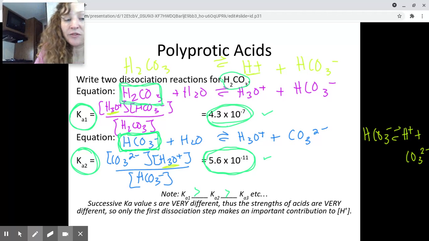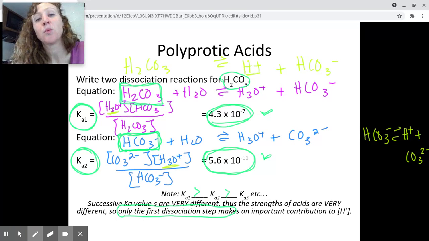So the takeaway from this is that these successive ionizations are so very different. Only the first dissociation step makes a difference in terms of that H plus ion. So you can ignore everything except for the first ionization if you're looking for pH.